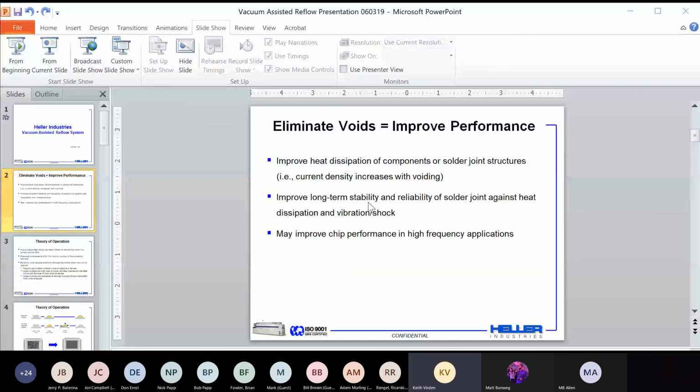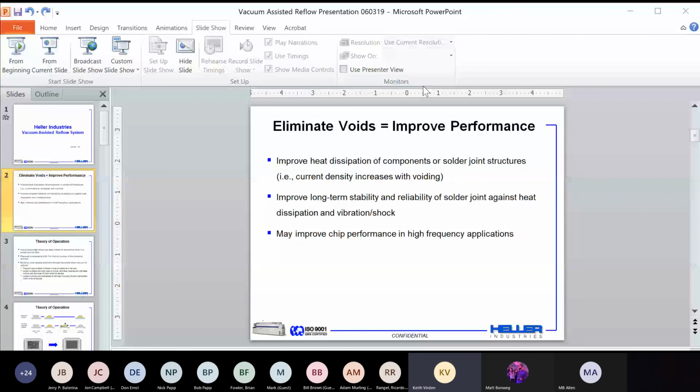Basic theory of operation with standard reflow: if you reflow, you end up with solder voids. With vacuum assist, you'll reflow and vacuum them, and then you'll end up with almost zero voids. The process is basically exactly the same as standard reflow. You'll have your convection zones in the beginning, and then you'll have your vacuum chamber where you actually go to full liquidus.